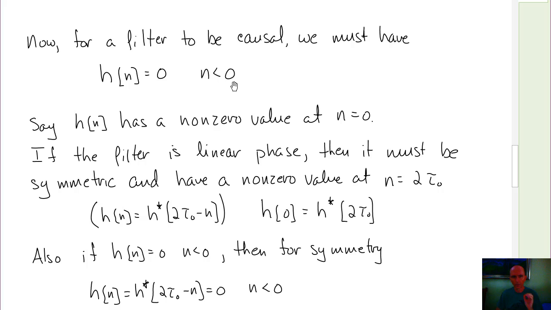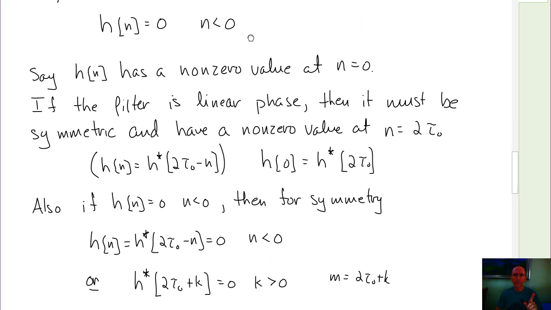Let's say we have a causal filter. And let's say we're going to have both properties. We want a system to be linear phase and causal. So if it's going to be linear phase and causal, it must have the symmetry, and it's going to have causality. Now, if we have this symmetry right here, h of n equals h of 2 tau 0 minus n, if we substitute n equal to 0, it means that h of 0 is going to be h of 2 tau 0. So at 0 and at 2 tau 0, we basically have the same value.